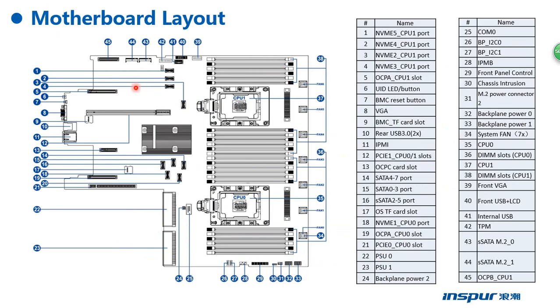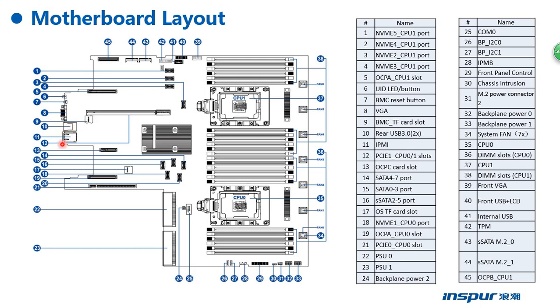The motherboard layout. 1, 2, 3, 4 is the NVMe point. It is the OCuLink point. If we want to configure the NVMe drives, we need to connect the NVMe point on the motherboard. The 5 is the OCP A slot. The 6 is the UID button, the 7 the BMC reset button, the 8 the VGA point, the 9 is the TF card slot. We can configure the TF card to save the BMC logs.